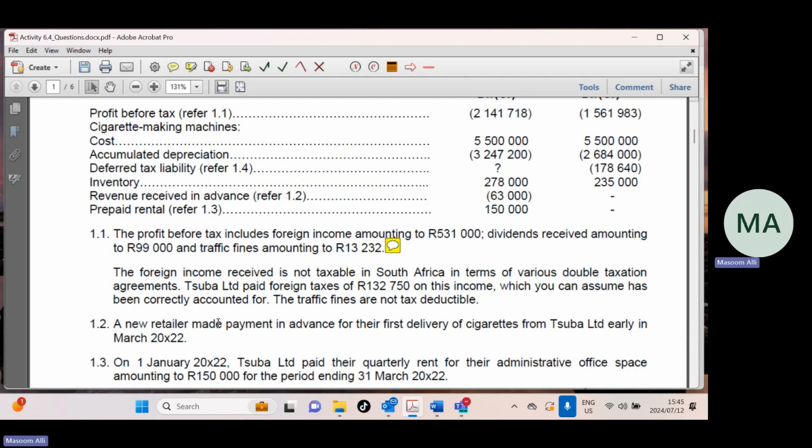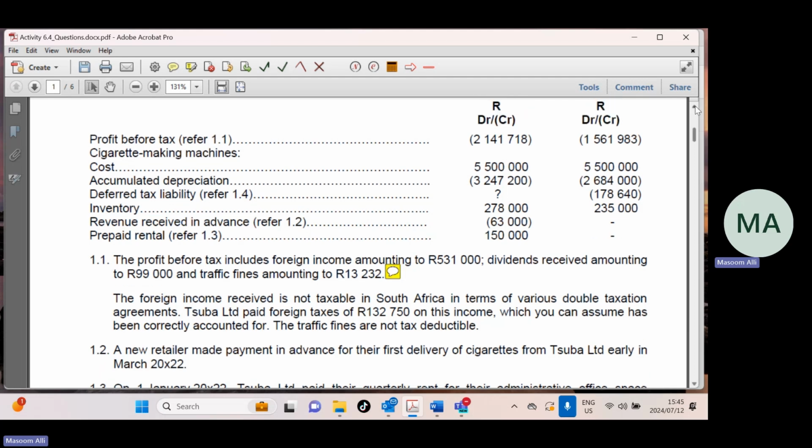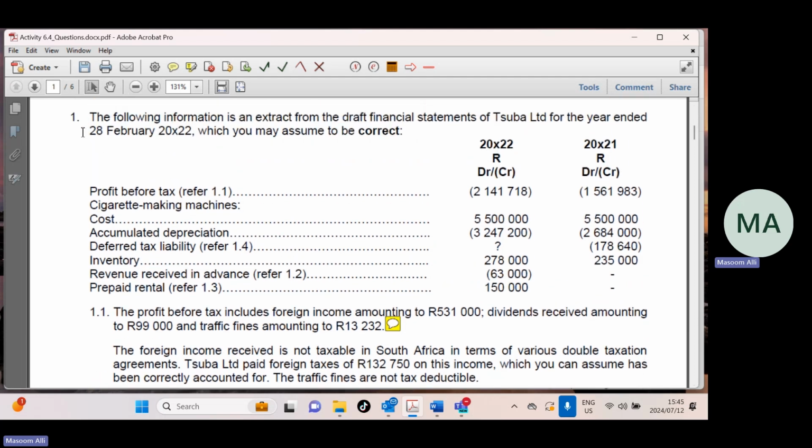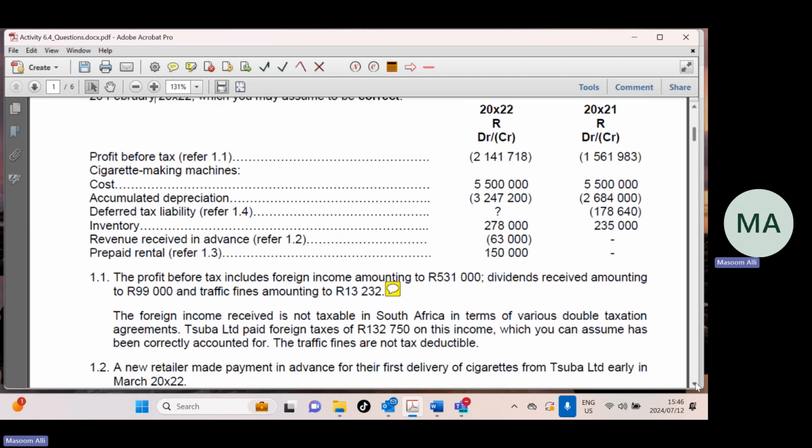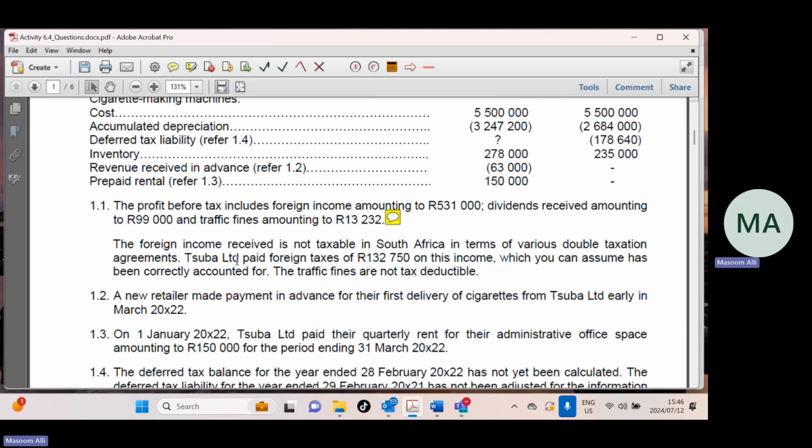A new retailer made payments in advance for their first delivery of cigarettes from Tsuba Limited early in March 2022. This isn't too difficult to reason out. This is why I've said that the financial year end is very, very important, because 28 February is the financial year end that we are working with.